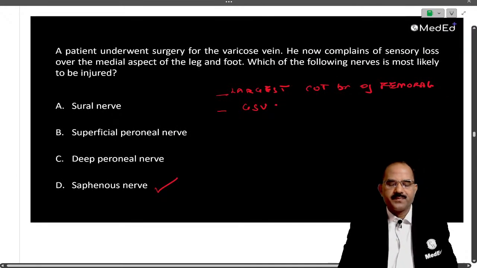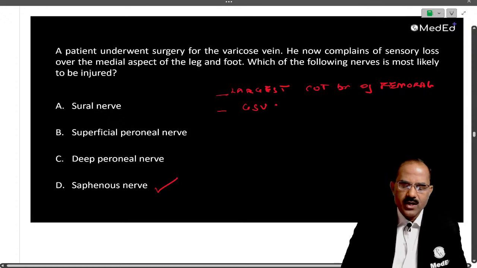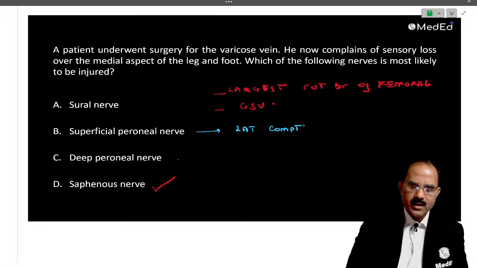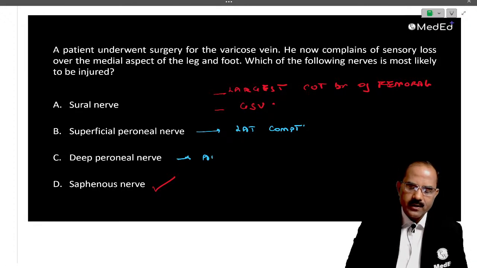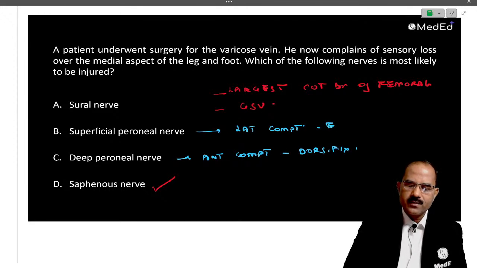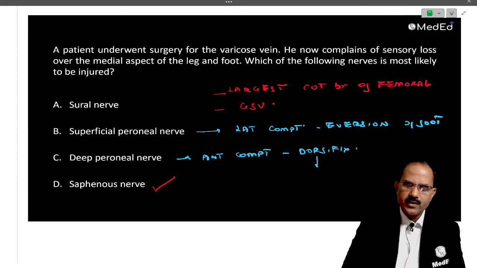So that's clear. The answer is saphenous nerve. The superficial peroneal nerve is a nerve of which compartment? That's a nerve of the lateral compartment of the leg. The deep peroneal nerve is a nerve of the anterior compartment. Anterior compartment does dorsiflexion. Lateral compartment does eversion of the foot.